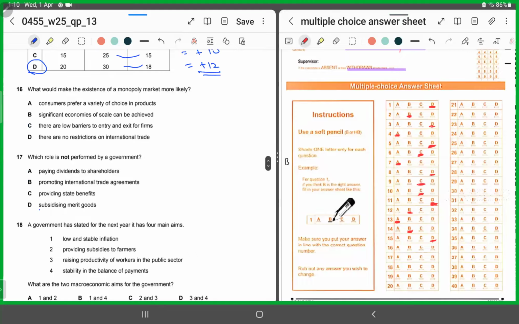Alright, moving forward. MCQ number 16. Which role is not performed by a government? Paying dividends to shareholders, promoting international trade agreements, providing state benefits, subsidizing merit goods. Yes, government subsidizes merit goods. Government provides benefits such as pensions, health benefits, and unemployment benefits. Promoting international trade agreements. Yes, government does that. Paying dividends to shareholders. That's the job of the private firms. That's what government does not do. So for 17, we'll shade in A.